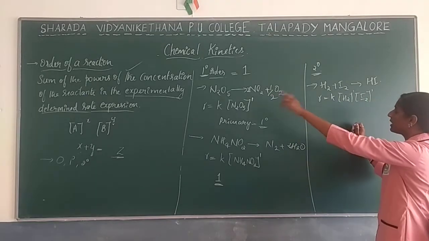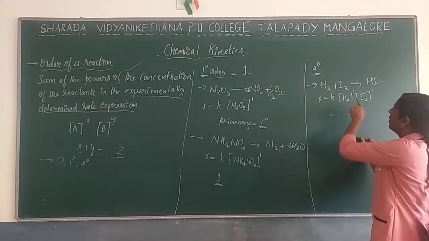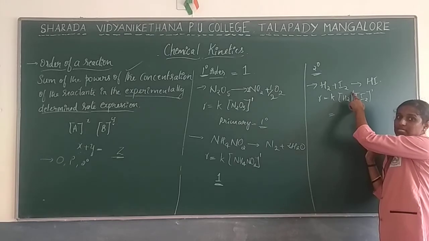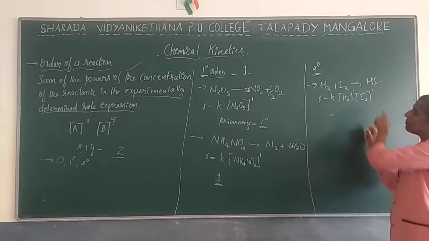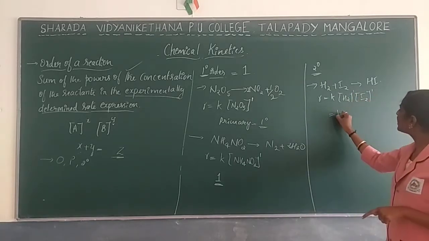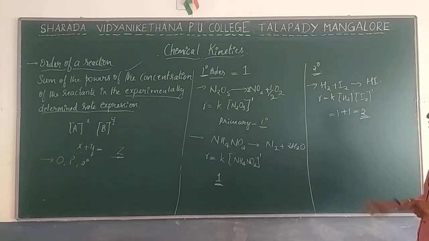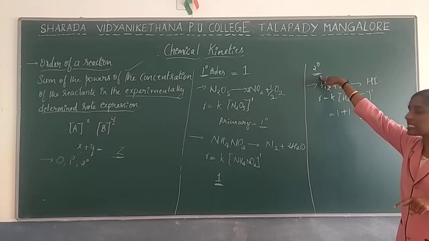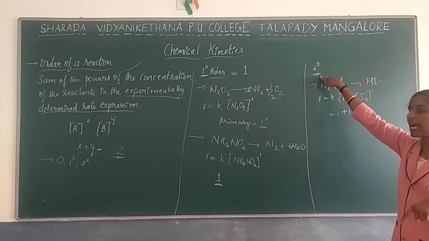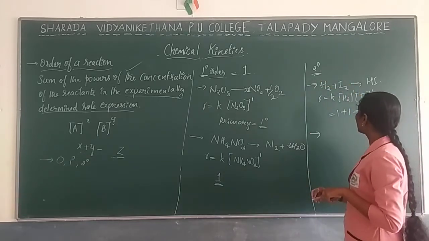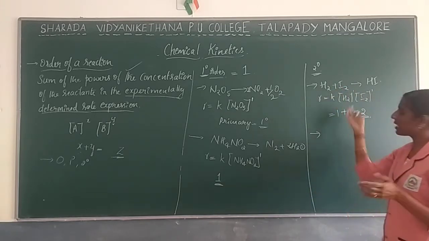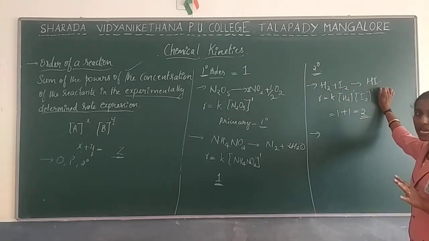So you know the order of the reaction is nothing but the sum of the powers of whatever the exponents are. The sum of the powers, 1 plus 1, is nothing but 2. So the order of the reaction is 2. So it is secondary order of reaction. This is a formation, just an addition, that takes place.